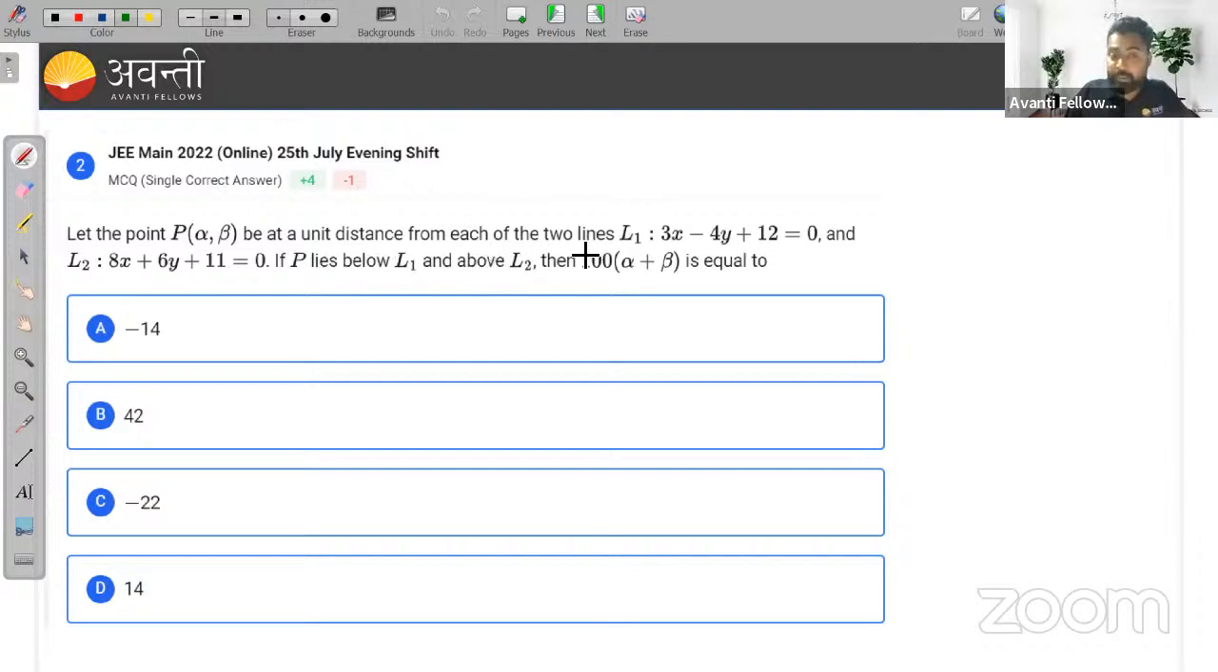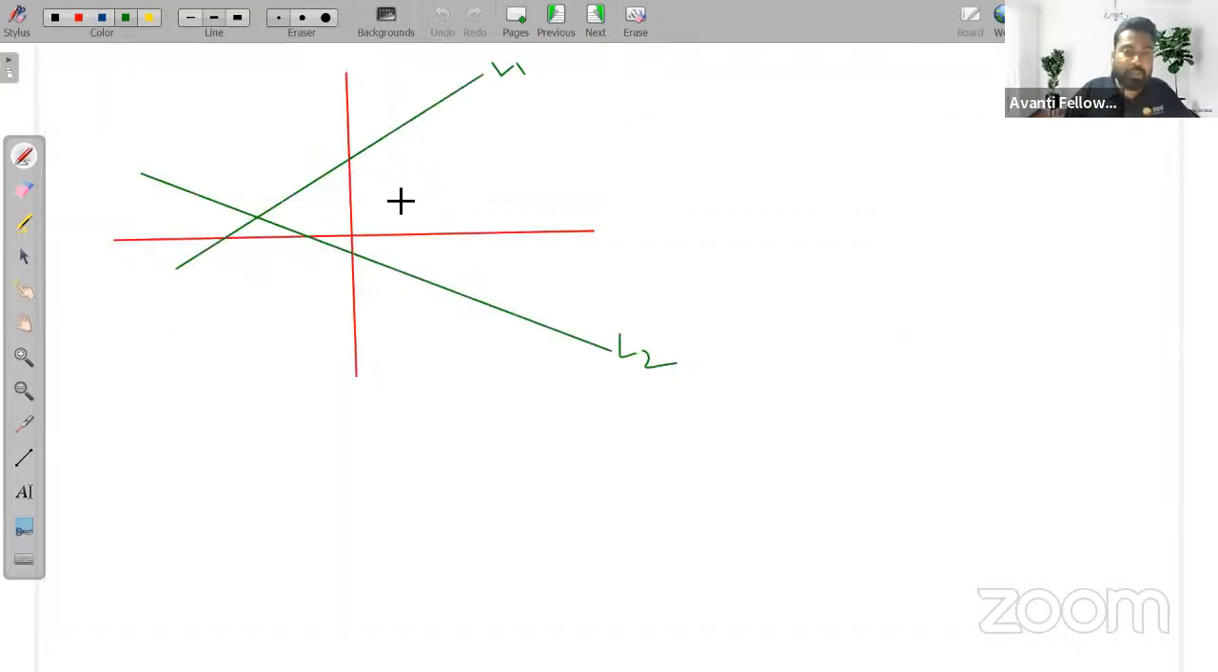And P is lying below L1 and above L2, right? So see, suppose this point is my P. That means if I draw the perpendicular distance from this point to this line, and the perpendicular distance from this point to this line, then these lengths will be the same. Yes or no? Is that clear or not?